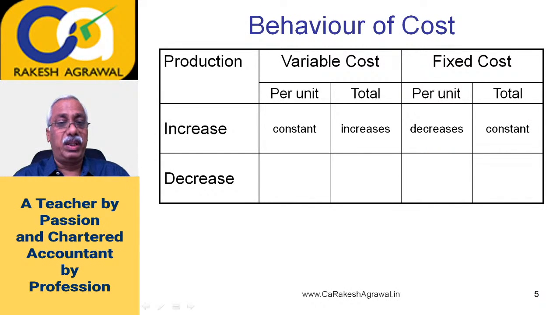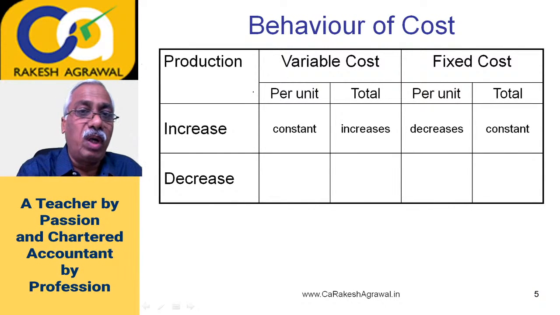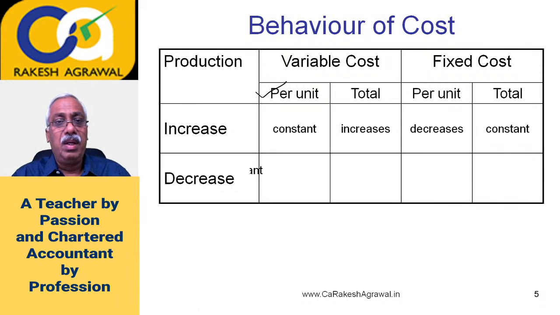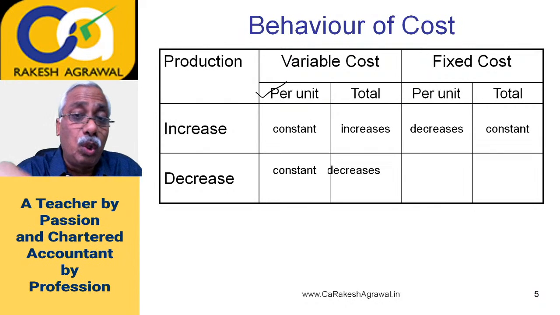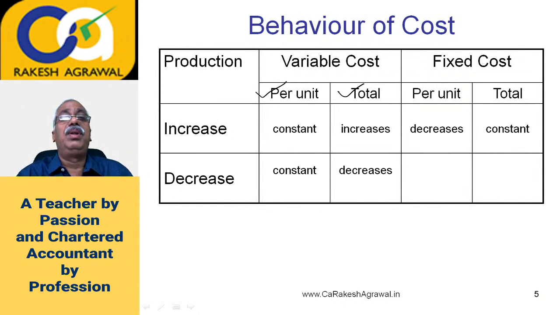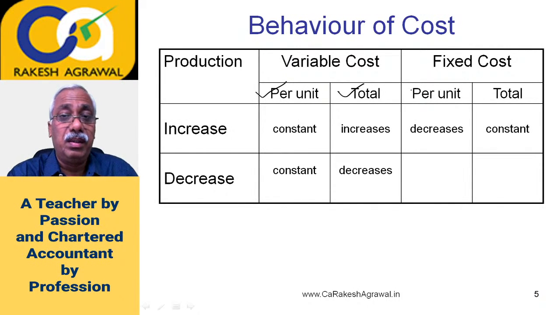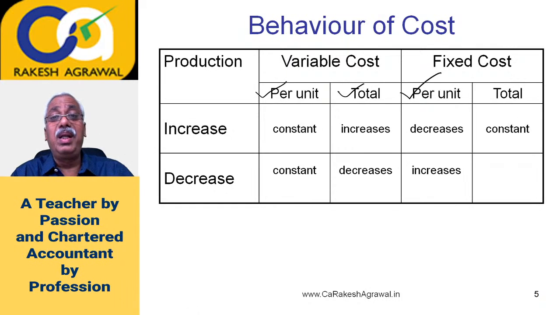Now I will decrease my production, which means from the present level my production goes down. If production decreases, what will happen to variable cost per unit? Dear friends, variable cost per unit will once again remain constant. Then what will decrease? Total variable cost decreases with decrease in production. What will happen to fixed cost per unit? Fixed cost per unit will now increase because production has decreased. The denominator decreases, so the answer increases, per unit cost will increase. However, total fixed cost will remain constant.